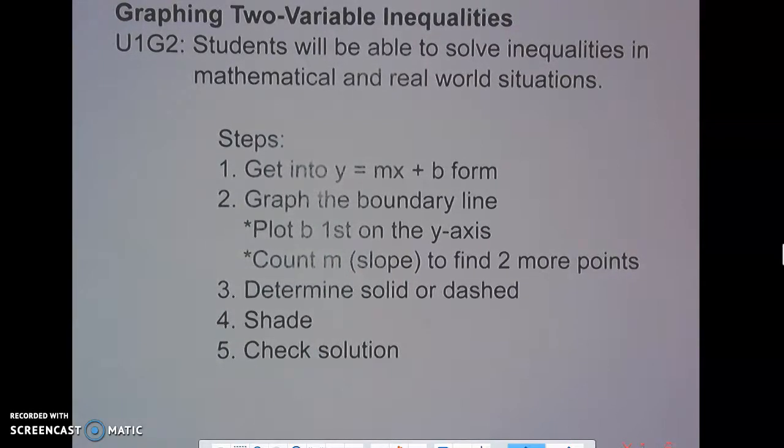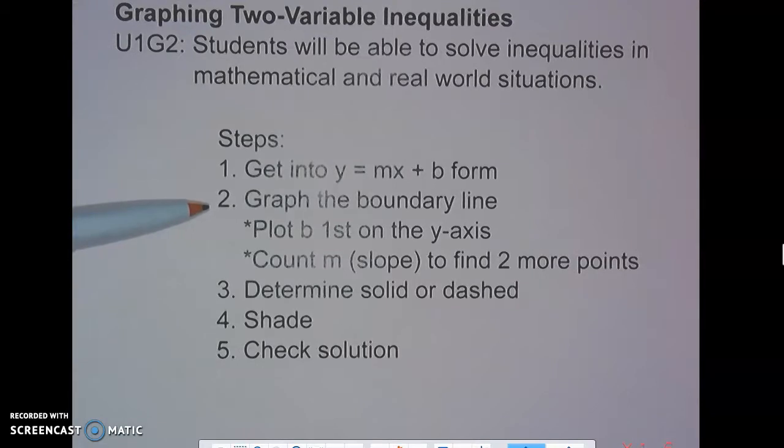Today we're going to be talking about graphing two variable inequalities, just like we did yesterday. However, we're going to add an extra step to it. So again, our goal is that we'll be able to solve inequalities in mathematical and real-world situations. So our steps are still staying the same. Get into y equals mx plus b form. Yesterday, all of them were already solved in that form for us. We're going to have to do work to get them into that form now.